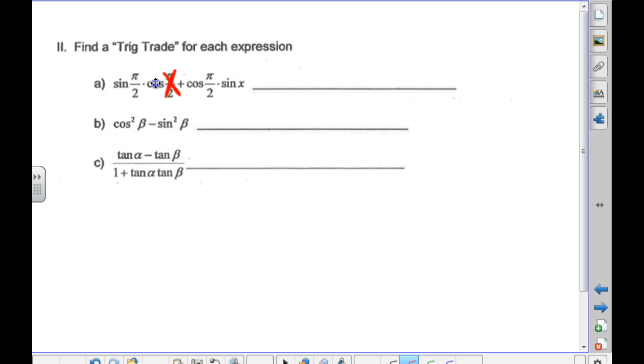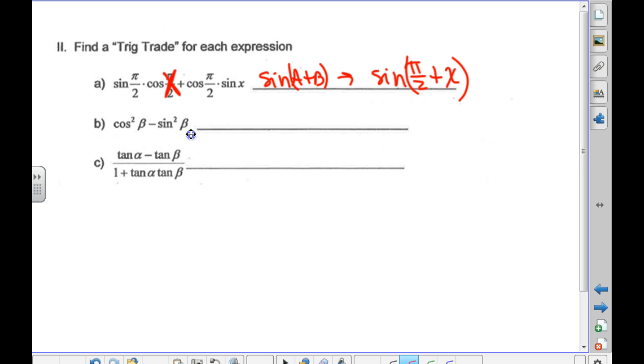So if it said sine cosine plus cosine sine, that's from yesterday. Do you find one that says sine cosine plus cosine sine? Yeah, it's sine of A plus B, right? Only what's our A? 5 over 2. And our B? X. That's it. That's all I want you to write.